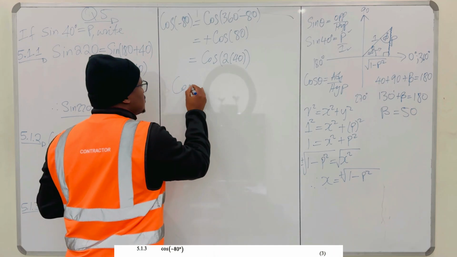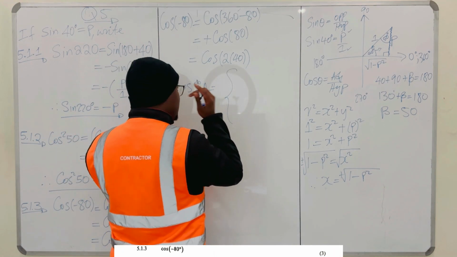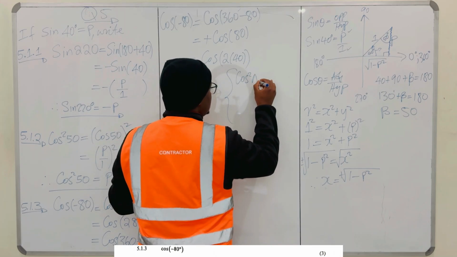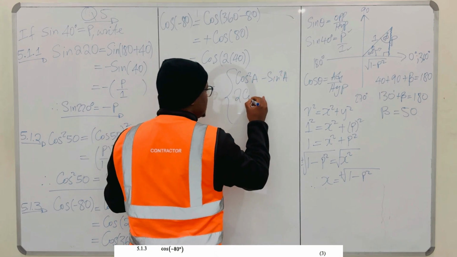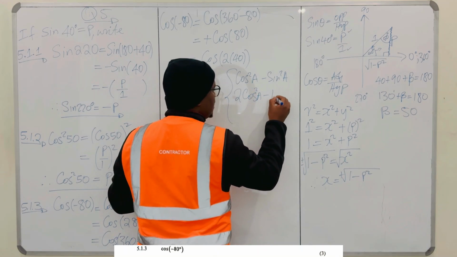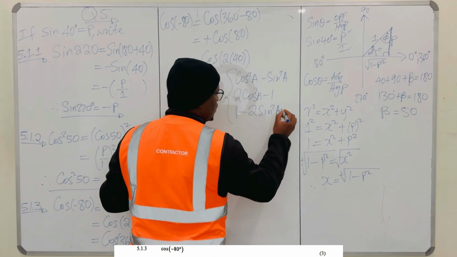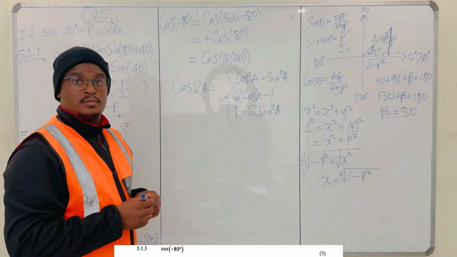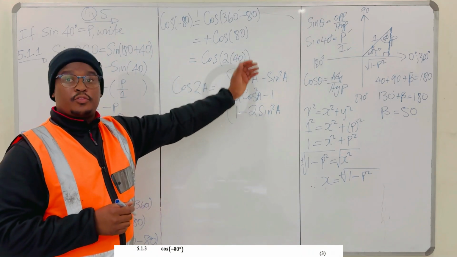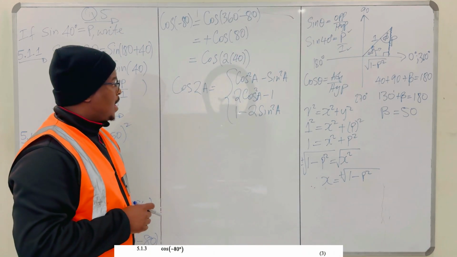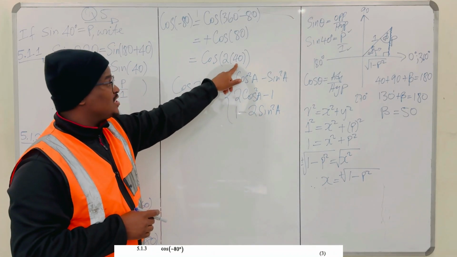Because you know cos of 2a is equal to what? Cos of 2a is equal to cos squared a minus sin squared a, or is equal to 2 cos squared a minus 1, or is 1 minus 2 sin squared a. That's your cos 2a. That's all you have. So check any of those. They will work. But I'll take this one because I have sine of 40 degrees already.